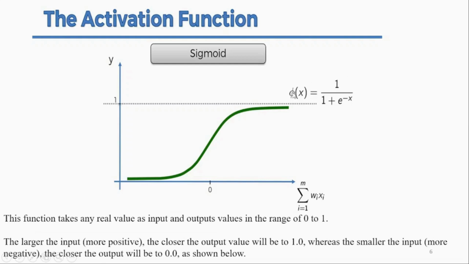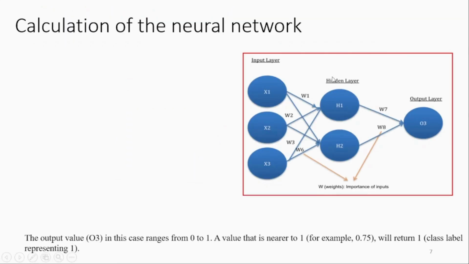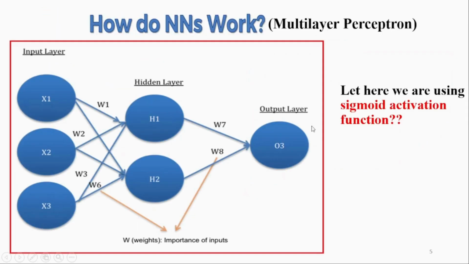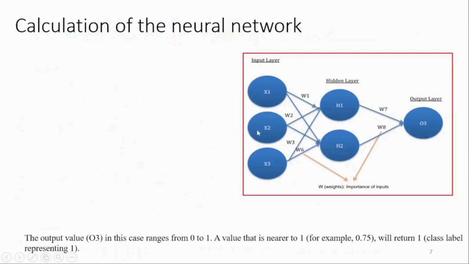This is the mathematical representation of the sigmoid function, that is 1 divided by 1 plus e to the minus x. What is x? Here we will practically show how the sigmoid function calculates the different inputs coming to the activation function and then triggers the next layer. So this is basically the example. Now, the calculation for the neural network: how activation functions calculate whether to be triggered or not.